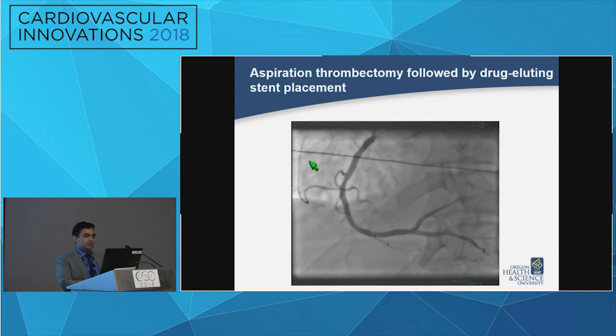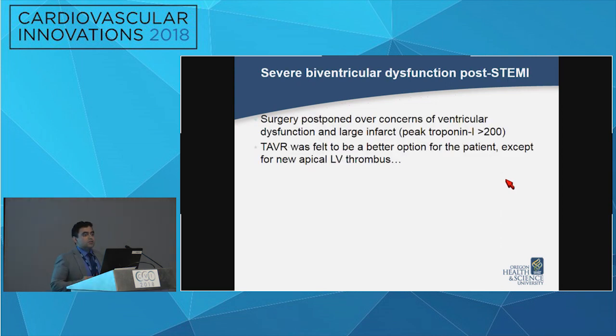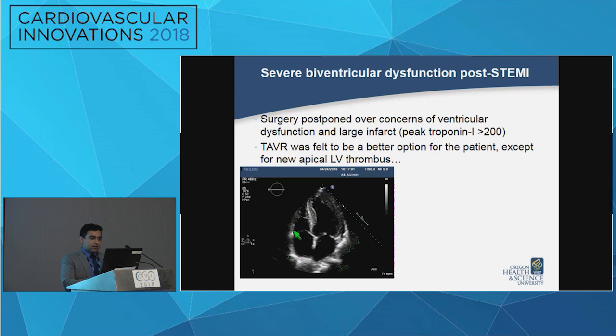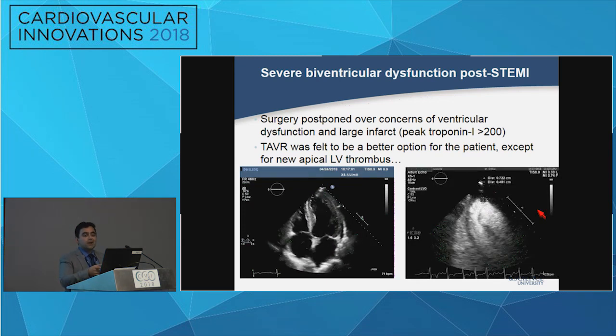So at this point, with that turn of events, let me advance this. So he had a peak troponin of over 200, and at this point we paused to reassess the plan for treating his aortic stenosis. So given his worsening LV function, as demonstrated here on this echo, in addition to RV dysfunction now, we felt that TAVR might be a better approach for treating his aortic stenosis, except for a new LV thrombus that was noted. Another turn of events here.